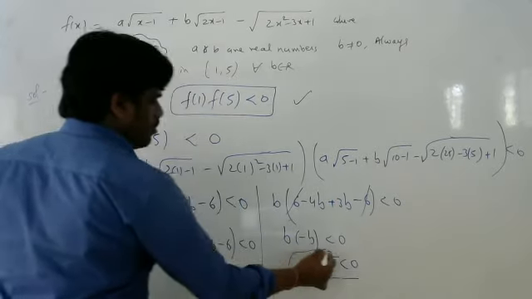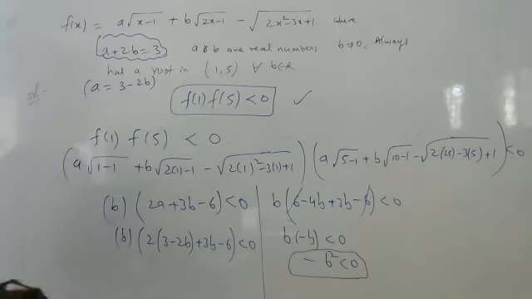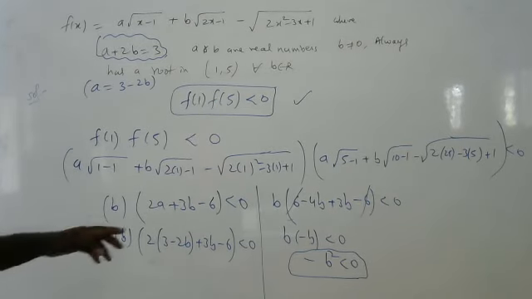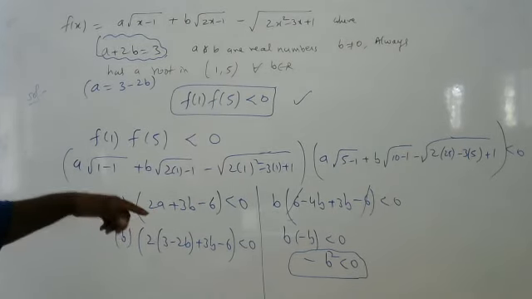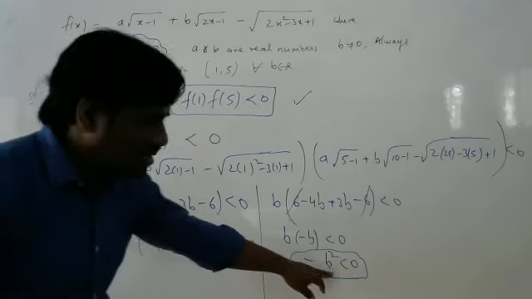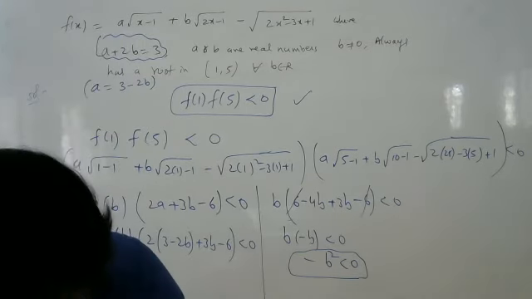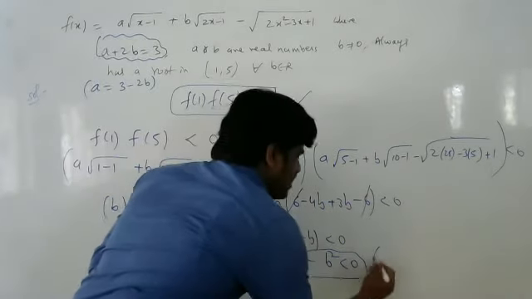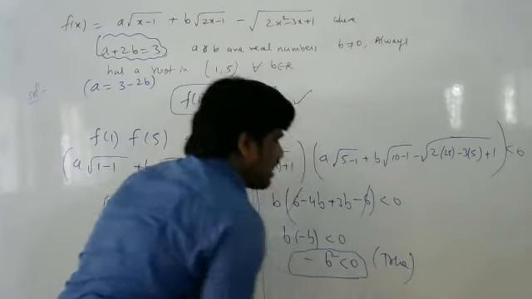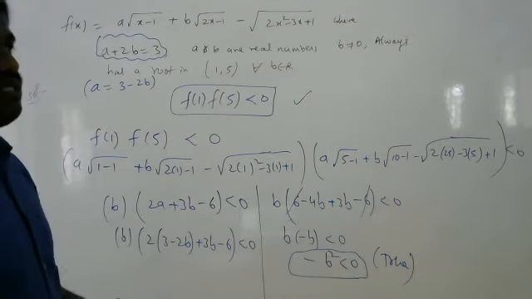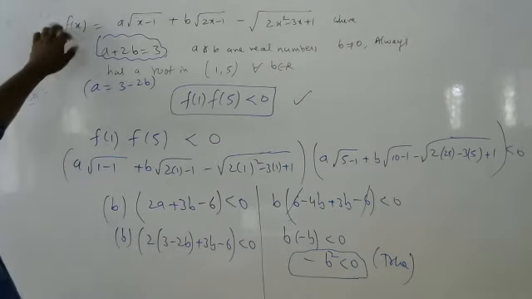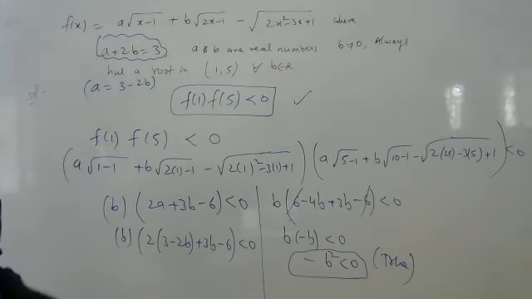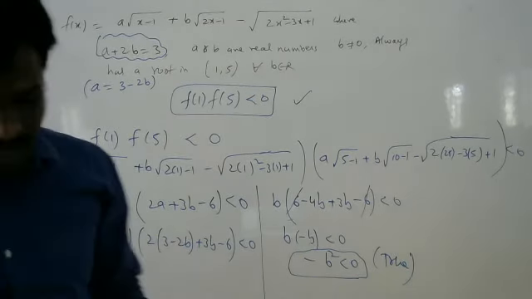b is positive or negative, whatever it may be, finally, whether I am getting less than 0 or not. Tell me fast, whether I am getting less than 0, is it true? Yes, sir. Yes, it is true. Therefore, I can say by the intermediate value theorem, hence proved. Hence proved. For proving this we have used this.